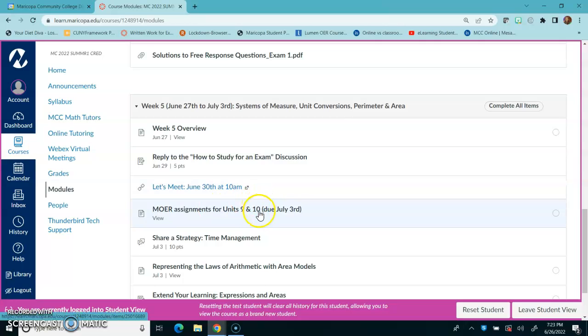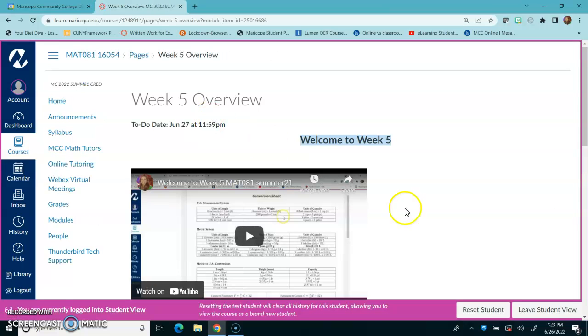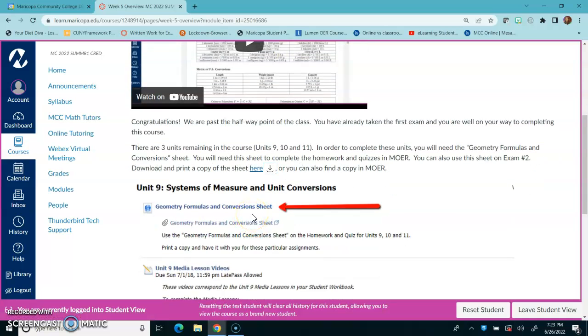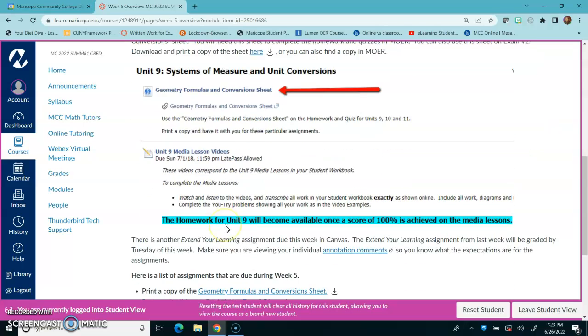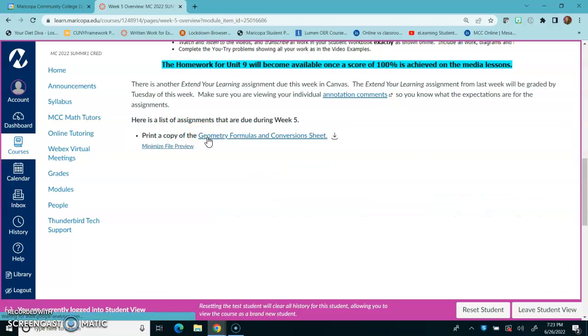And then Unit 10 deals with our geometry unit. So there's also going to be a lot of geometry formulas that we need. So there is a two-sided sheet, and it's called our conversion factor sheet and our geometry formula sheet. And there's several ways you can access it. So in the week 5 overview, you can download and print a copy where it says here. You can also access it through more. So when you are in Unit 9 and more, you can click on the geometry formulas and conversion sheet. Or if you continue to scroll, I have right here where you could print a copy.